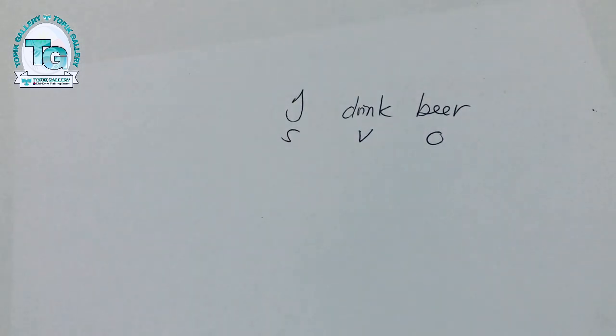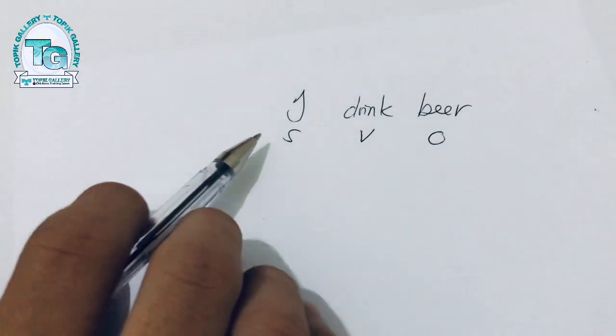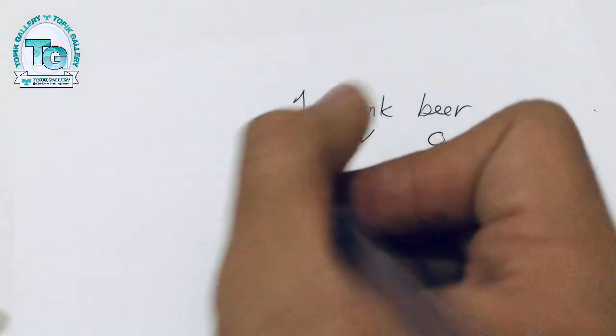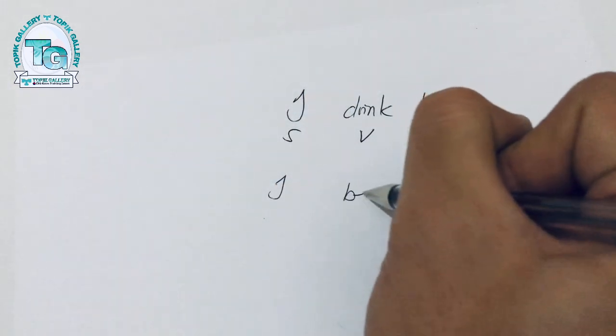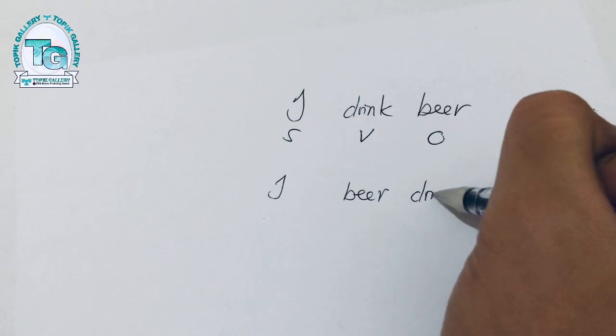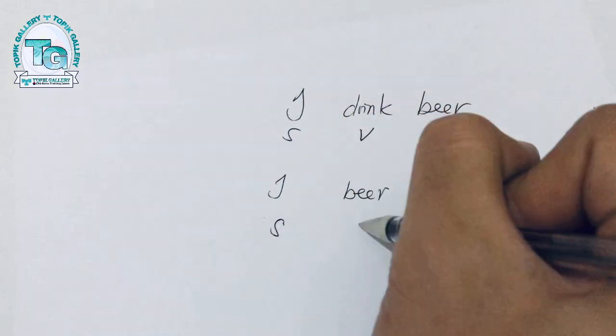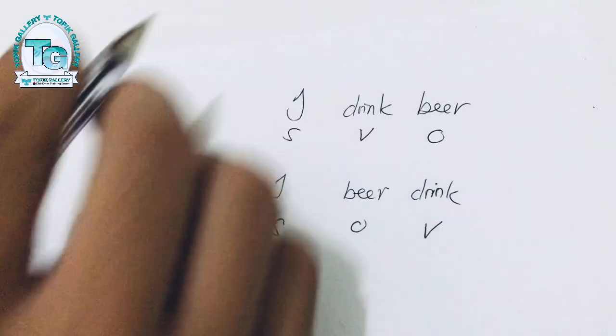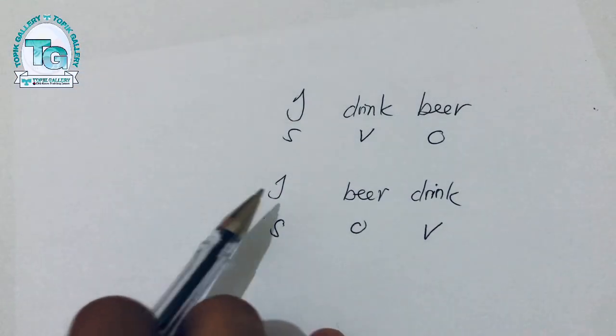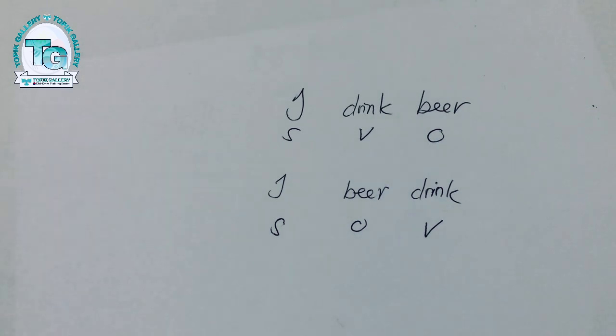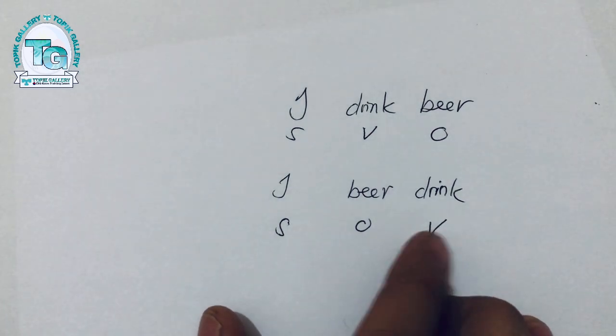But in Korean, guys, the pattern is SOV. First is the subject, so I, then the object, beer, then drink. So this is how we say it in Korean: I, beer, drink. That is why we will start with the SOV pattern. By the way, this is one of the reasons why Koreans find it hard to learn English, because their structures are different. In Korean, the verb is always at the end.